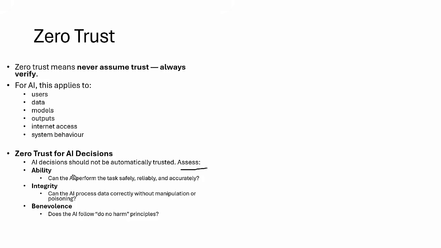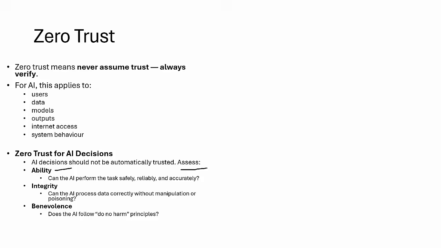Can AI perform the task safely, reliably, accurately? We need to ask ourselves. For example, if AI is used for fraud detection, is it accurate? Is it reliable? Is it tested? So that is ability: can it do this job? Second is integrity. Is this AI using clean and trusted data? Can we trust the data and model?